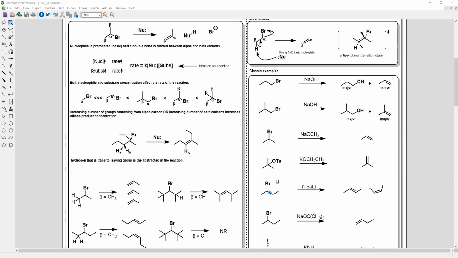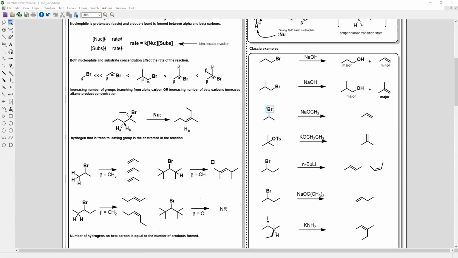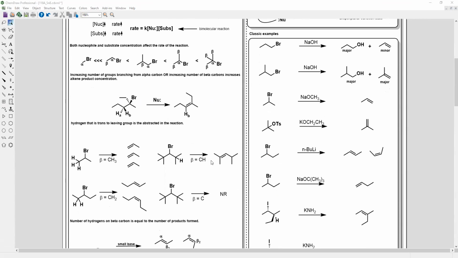Now, these examples here are just renditions of these examples up here, but there's a little bit of difference. So this bromine here is a secondary bromine, just like this one, but this bromine was symmetrical. So it didn't matter which beta carbon I interacted with, right? As long as I interacted with one of them. But now this one is asymmetrical, where one is methyl and one is an ethyl. So this is a methyl side, and this is like a primary side.